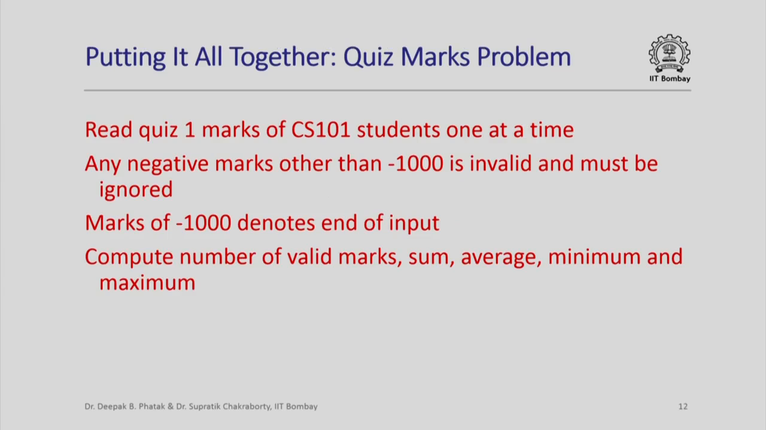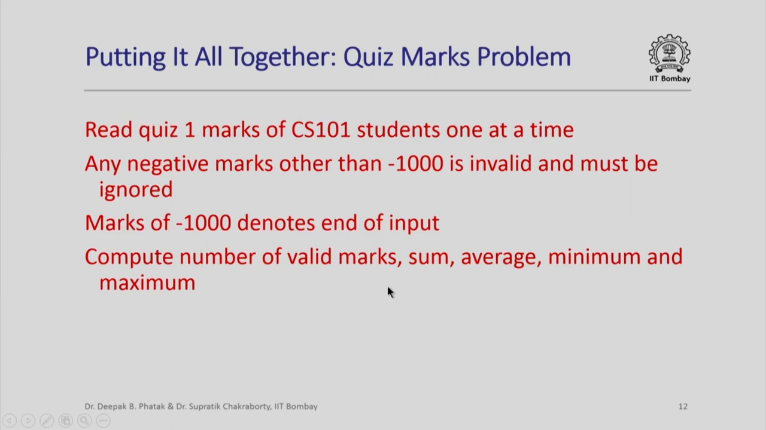Now let us look at a second example, our favorite quiz marks problem. But this is a slight variant of the quiz marks problem we have seen earlier. Here we are required to read quiz 1 marks of CS 101 students one at a time. Any negative marks other than minus 1000 will be considered invalid and must be ignored. On the other hand, if somebody enters minus 1000 as the marks, then that denotes the end of the input, and once that happens, we want to compute the number of valid marks, sum, average, minimum and maximum, and print them out.